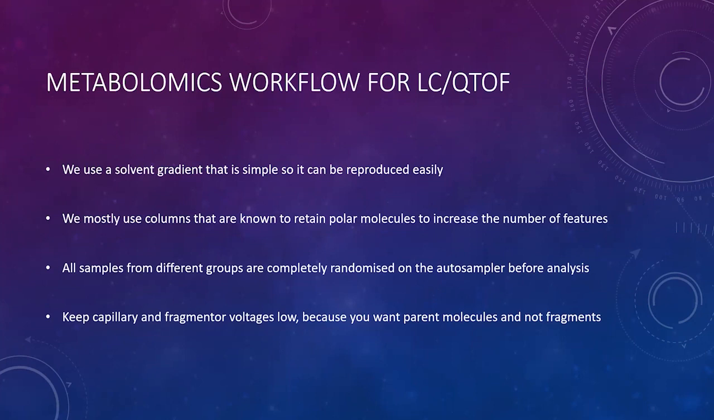capillary and fragmenter voltages low. We do not want fragments, because fragments can just convolute the situation. Sometimes we're looking at 6, 8, 10,000 compounds for a metabolome, and to have fragments for each one of those would make it very, very difficult to analyze. So keep those fragmenter and capillary voltages low. We want parent molecules, not fragments.